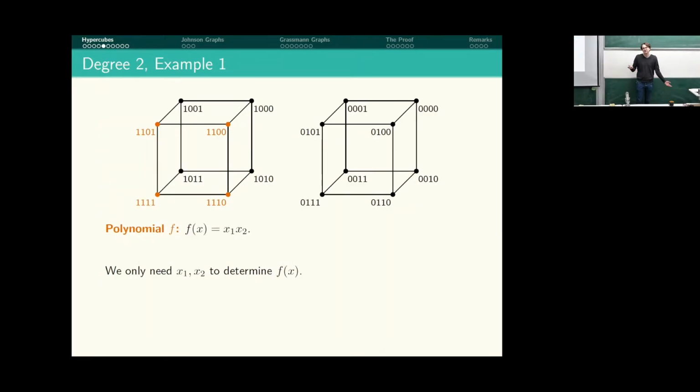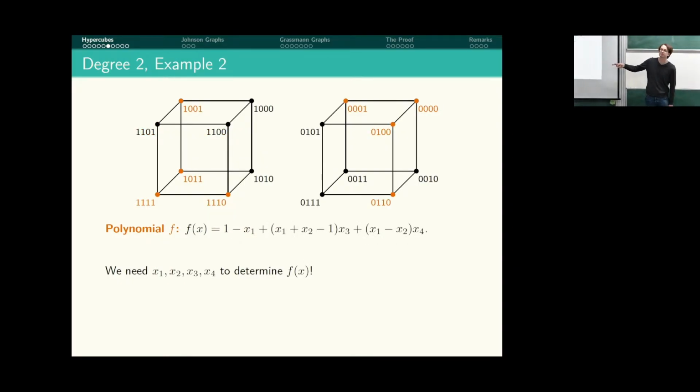But I mean, you can ask for larger degrees. Say, here you have a degree 2 function. It is 1 precisely when the first 2 inputs are 1, and otherwise it's 0. And maybe now you hope maybe for degree 1 we had everything depends on at most 1 coordinate. Maybe for degree 2 everything depends on at most 2 coordinates. That is not the case.